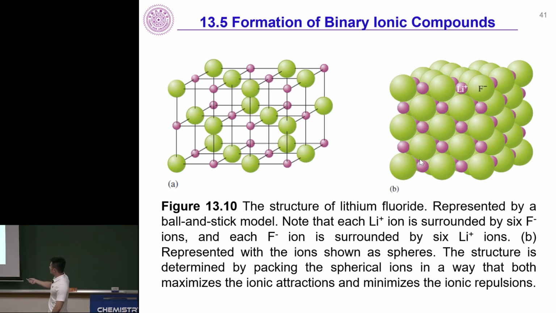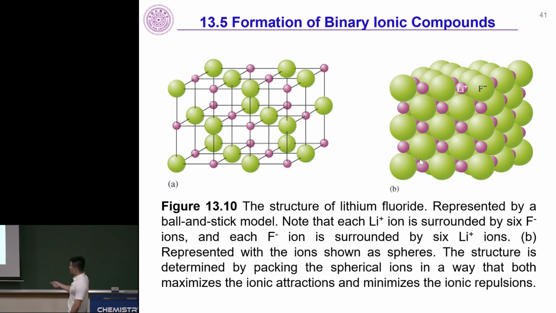Note that each lithium plus is surrounded by 6 fluoride, and each fluoride ion is surrounded by 6 lithium plus. And represented by ions also showing spheres. This is more physical, because actually electrons are really spherical and extended into space, right? So this actually is a better depiction, but this is easier to see, right? So we can actually see the depths. Why? In this case, it's very hard for us to see the second layer.